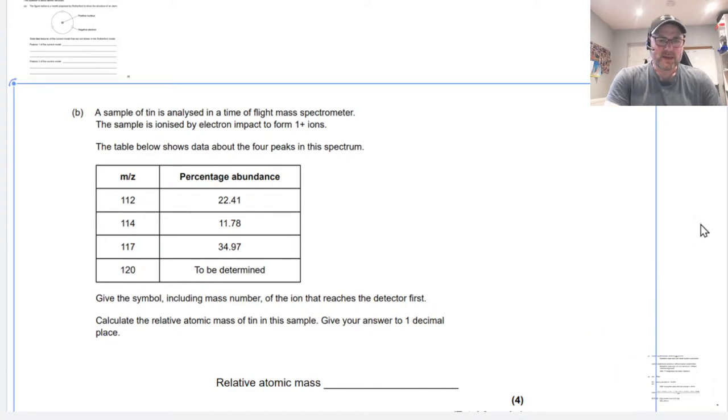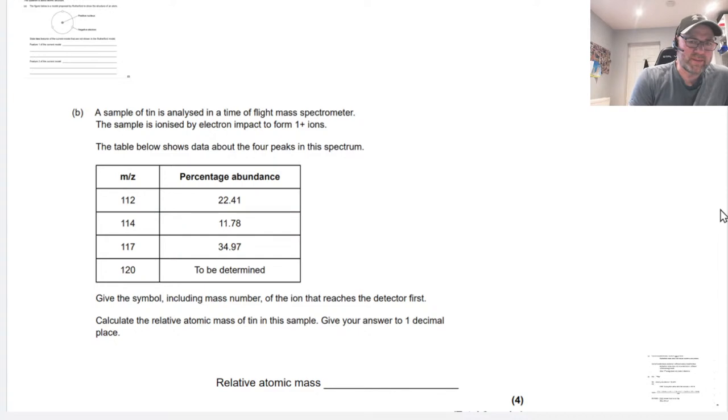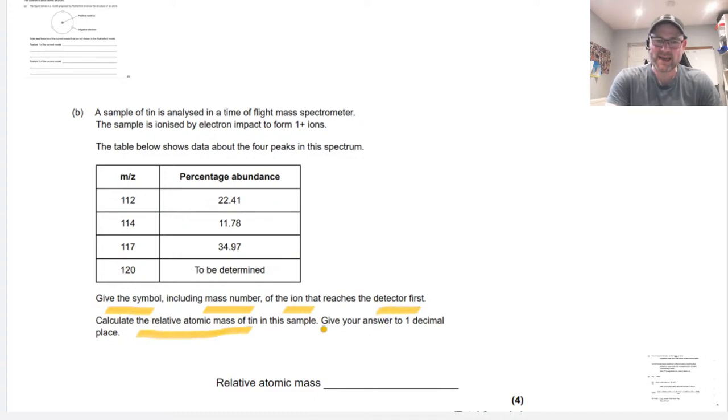All right, guys. Can you see this now? Can you read this one? Just checking you can read it. Right, guys, calculate the RAM if you can. There's a whole bunch of stuff here, but don't worry about the symbol for the moment, including the mass number of the ion that reaches the detector first. Calculate the RAM of the tin in this sample.